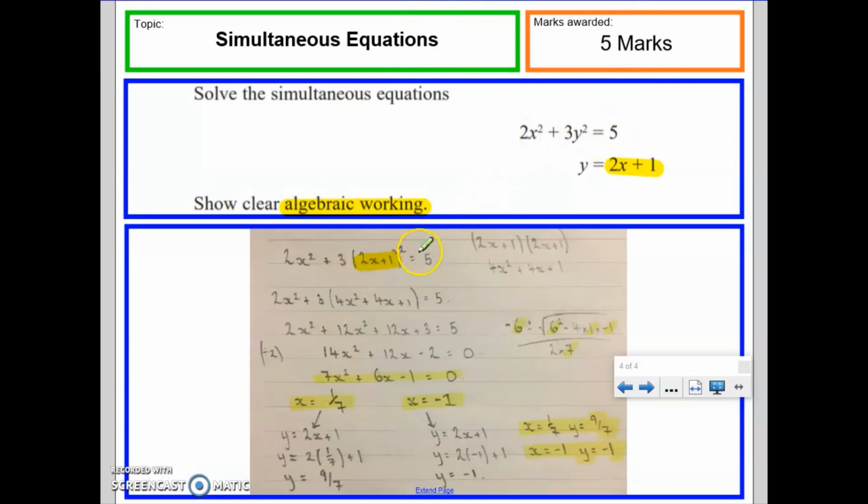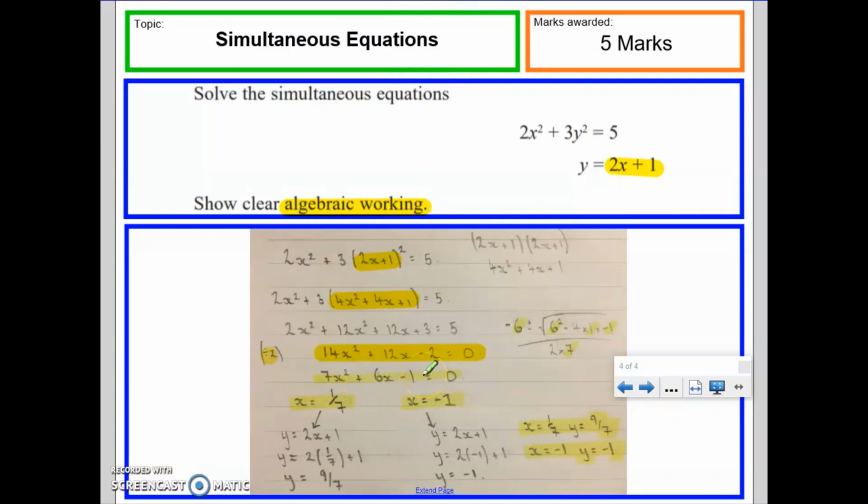2x plus 1 all squared means I have to expand these double brackets to receive this, which I've then placed where the 2x plus 1 squared was. Then I'm just going to expand that bracket by multiplying each term by 3. And then I've gone ahead and simplified and made my equation equal to 0. So at this point, I'm left with a quadratic equation equal to 0. All 3 terms are even, so I've been able to divide by 2 to leave me with this quadratic equation.